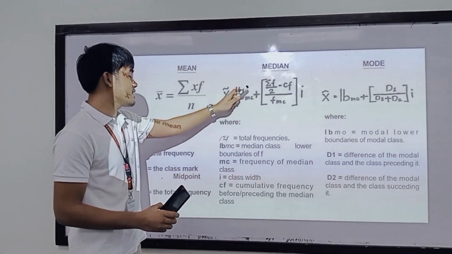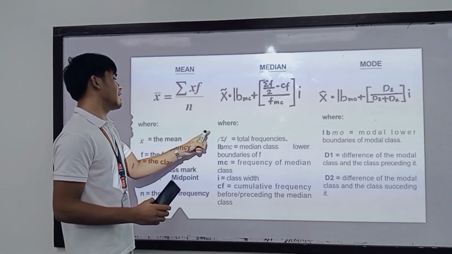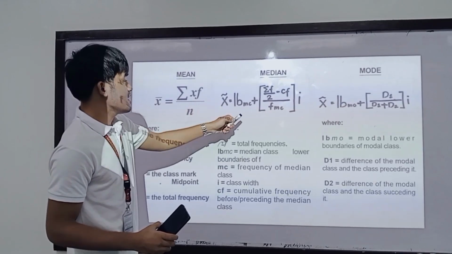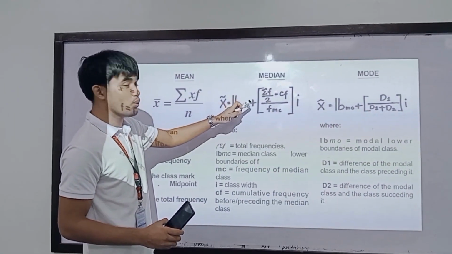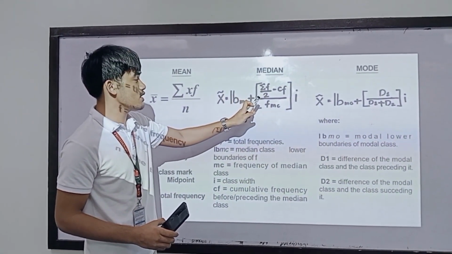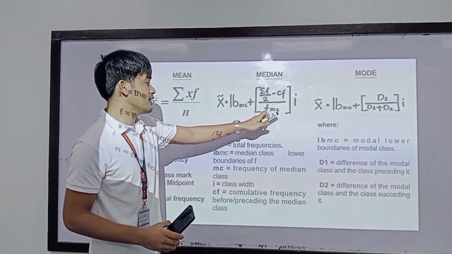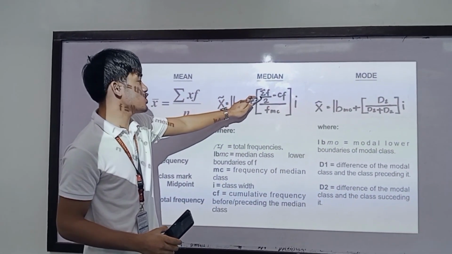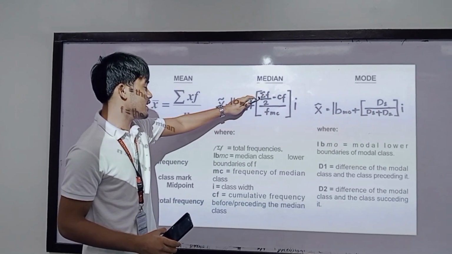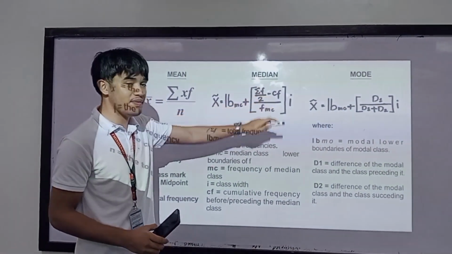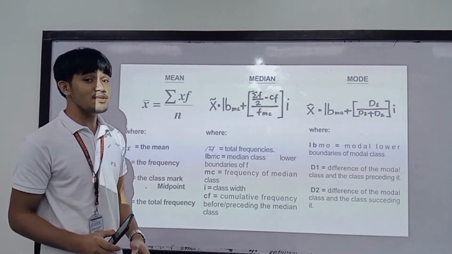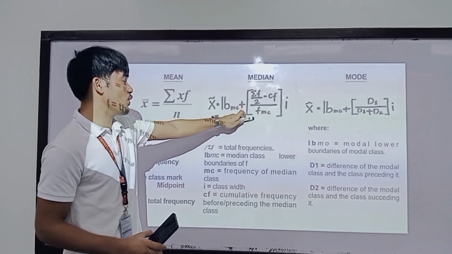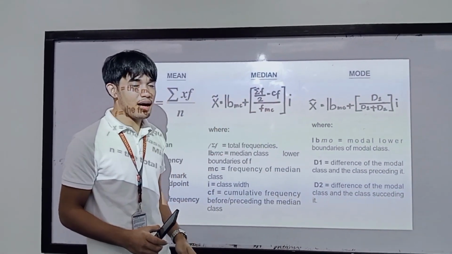And the second one is the median. The formula for the median is LB plus the quantity summation of f over 2 minus CF, over f, times i. The LB is the lower boundary, summation of f over 2 is half the total frequency, CF is the cumulative frequency, f is the frequency, and lastly i is the interval.